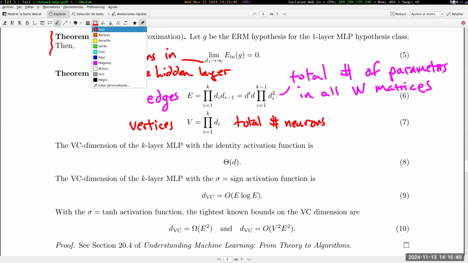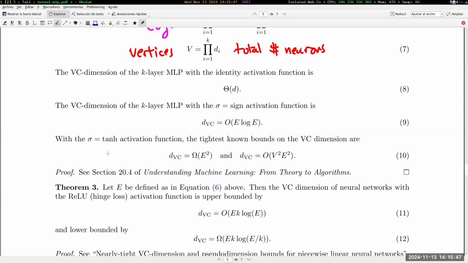From that information, we can calculate the VC dimension depending on the activation function. And depending on which activation function you use, you'll have a different VC dimension. So one of the standard results is that if you use the identity activation function, which on the website was called the linear activation function.